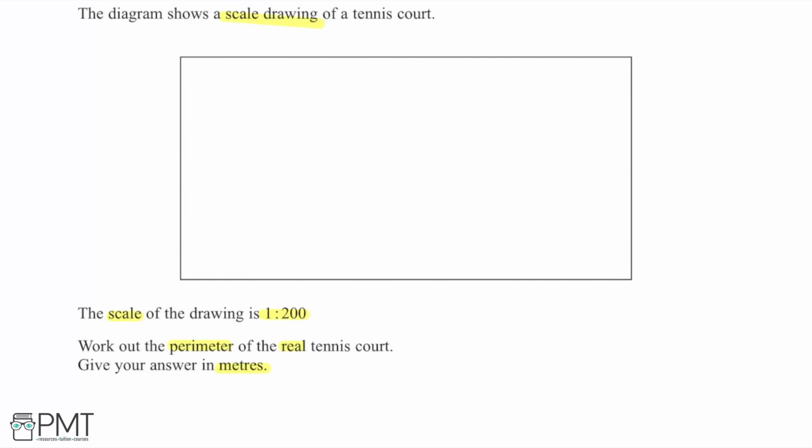So here I can see that I'm working with a scale. I don't have any side lengths or any measurements like that. So initially here, I know that I'm going to need to measure the sides of this rectangle that we have here so that I can scale them up to find the actual length. So I would measure the width and the height of the rectangle with a ruler.